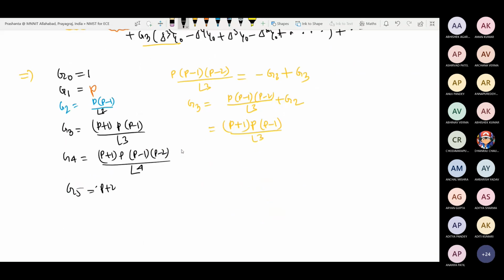P plus 2 plus 1, P minus 1, P minus 2 by factorial 5, and so on. So this is how you are getting the coefficients, and so you see this P will be depending on the input value X. P is what? X naught plus P into H. From there you will calculate P. X equals to X naught plus PH. So P is depending on X.